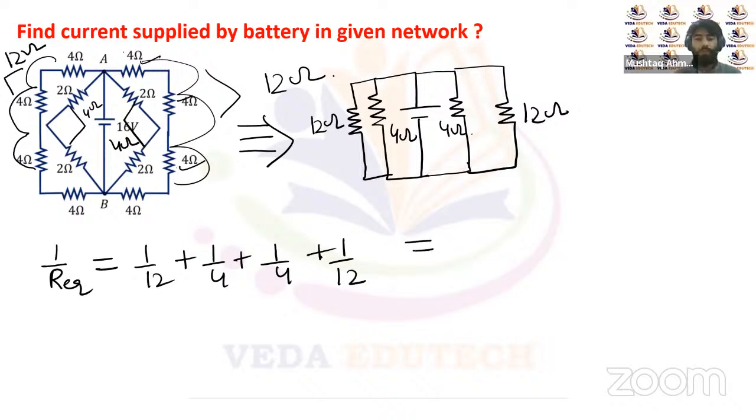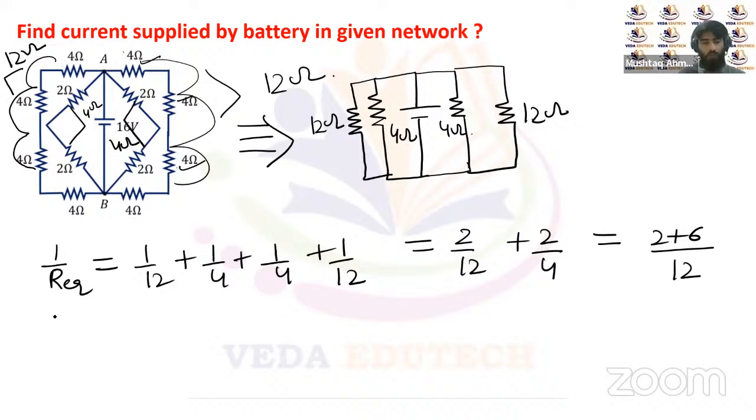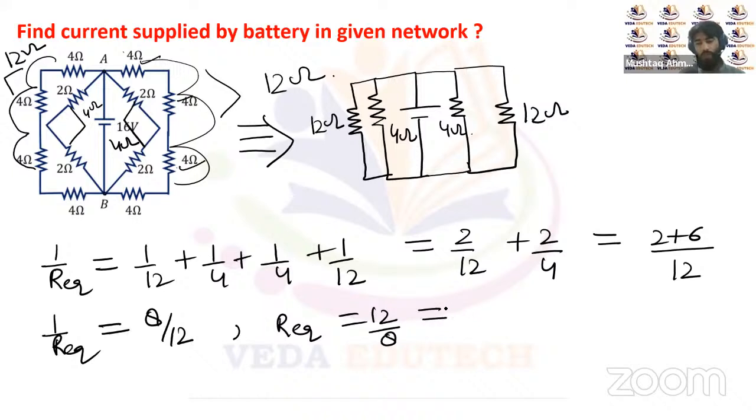So it will be equal to 2 over 12 plus 2 over 4. 12 will be the LCM, so it will be 2 plus 6. So 1 over R equivalent has to be equal to 8 over 12, or R equivalent will be equal to 12 over 8, or we can write it as 4 over 2... sorry, 3 over 2. 3 over 2 ohm will be the final equivalent resistance for this circuit, right?